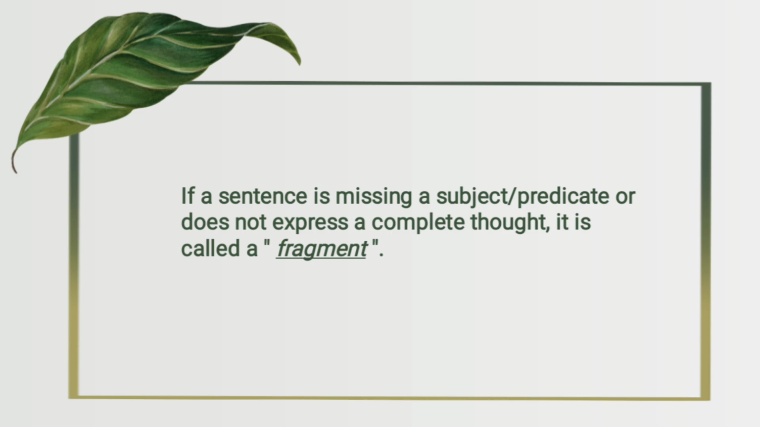After knowing what a complete sentence is, now let's see what a fragment is. If a sentence is missing a subject, a predicate, or does not express a complete thought, it is called a fragment. As you already know, we have three components in a complete sentence, but if one or two of them are missing, it is not a complete sentence anymore and it becomes a fragment. Let's see some examples of fragments.